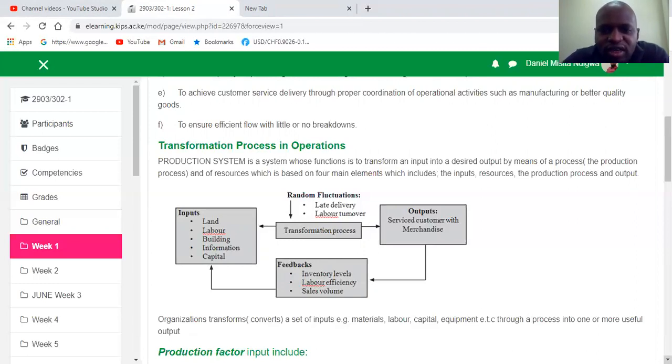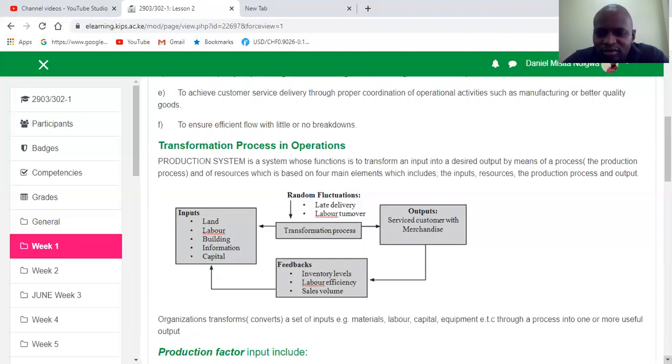Transformation is all about conversion. You're converting your materials, you're converting your labor, you're converting your finances and ensuring that you come up with various outputs. And outputs in this sense involve the merchandise or the services that you offer to your customers.